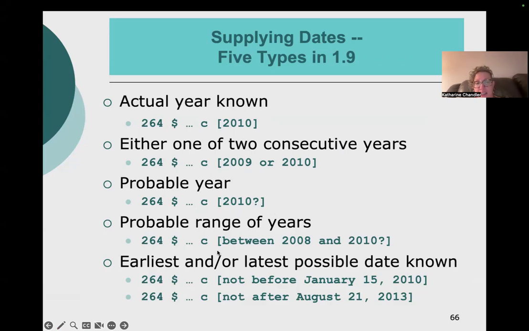You can do it like this, probable range of years. I don't know if you can really do this anymore with these two bottom ones. You probably have to just go up through this probable year and drop these bottom two out.